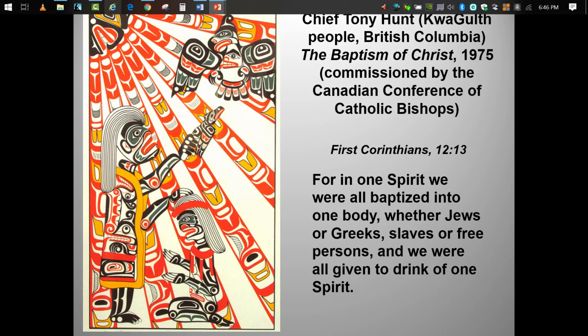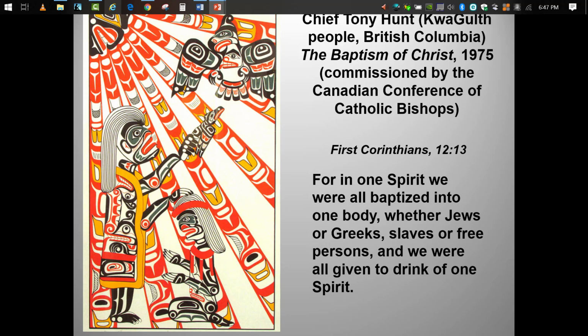And here we see the passage from 1 Corinthians that sums up the Catholic Universalist embrace of baptism. The work on this slide also comes with a great story. Here's a description. It's either from the artist or from the gallery. It wasn't clear. John the Baptist is depicted as a shaman wearing a chilkat cloak, and he holds a raven rattle, which signifies his status among other chiefs.